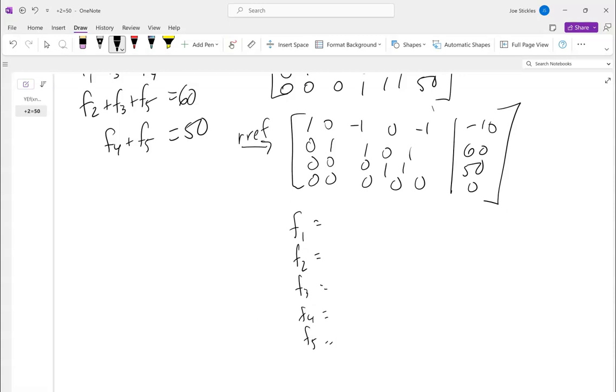How do we handle the free variables again? What do we write them as? Parameters, right? So what do we want to use? S and T, doesn't really matter, right? I'll let the F3 be S, the F5 be T. Those are the ones where we don't have pivots in those columns. Okay. I guess I should ask if everybody got the same row reduced matrix in case I type something in incorrectly. But all right. So then we can write the other ones in terms of the parameters, right? Okay. So in particular, how would we write F4?